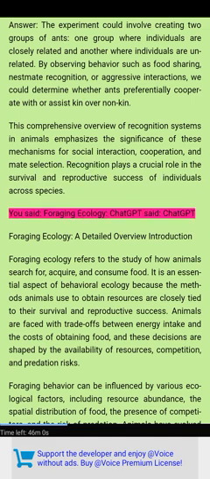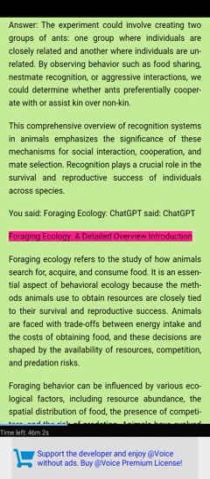You said, foraging ecology. ChatGPT said, ChatGPT. Foraging ecology, a detailed overview. Introduction.